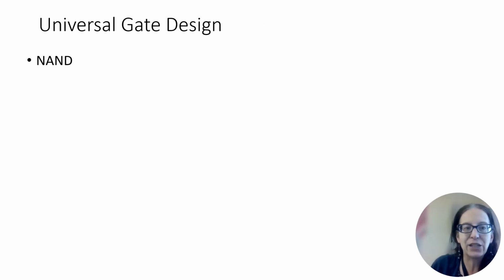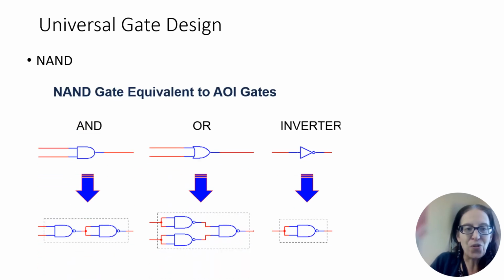Universal gate design. Universal, of course, means everywhere. So in universal gate design, instead of having AOI logic, you would have NAND gates everywhere. Every single gate in your circuit is a NAND gate. And to do that, you need to be able to take your AOI gates and switch them over to NAND gates. I stole this earlier today from the PowerPoint.